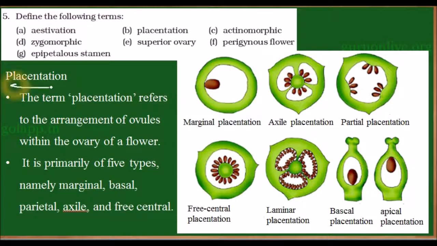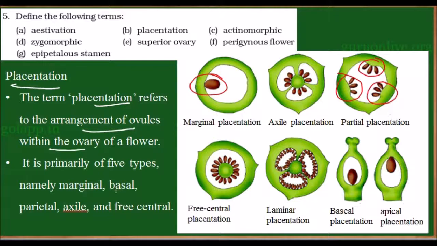The next term is placentation. Here, the gynoecium consists of stigma, style and ovary, and inside the ovary, the ovules will be present. The arrangement of ovules within the ovary of a flower is called placentation. These structures are the ovules. Here this is a cross section of an ovary. When we take a cross section of an ovary, we can see the ovules present inside it.